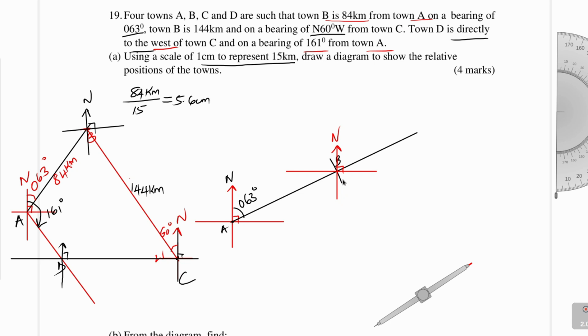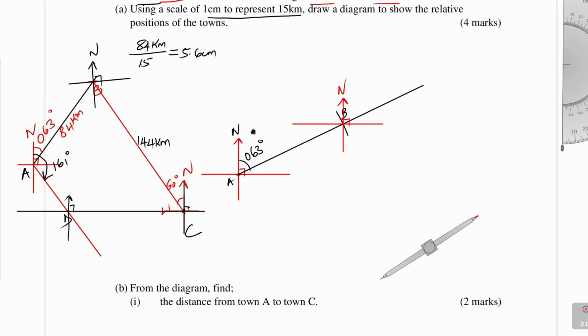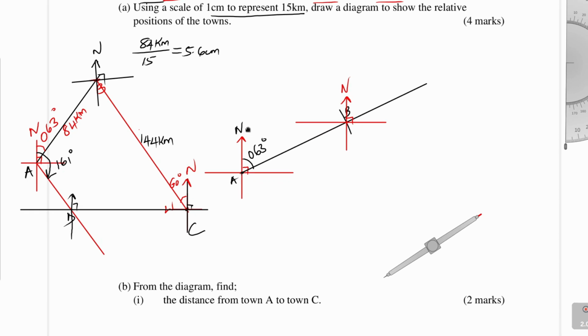So from here, we now want to identify the position of C. And to identify the position of C, there's something we are going to use. I want you to watch it carefully. When you look at the sketch, look at this line that is here. That line is parallel to this line. This line is a transversal, so if this angle is 60, therefore this angle here is 60.